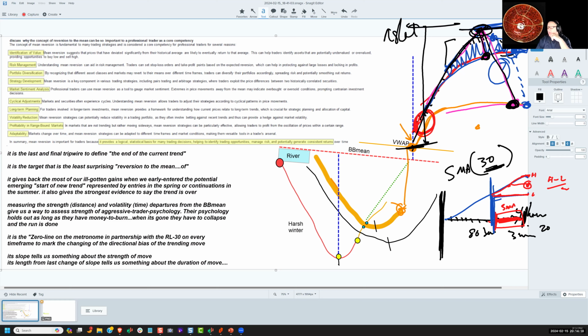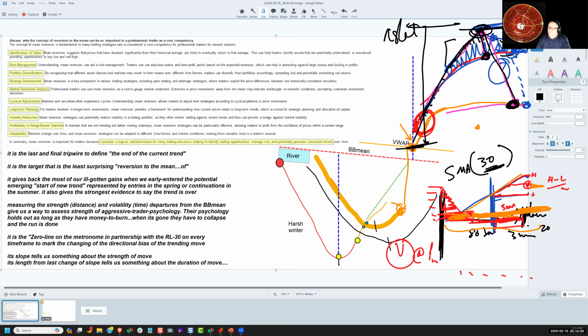The VWAP was taking into account if there was a lot of volume transacted at this price level and only smaller amounts of volume here. So I'm doing volume at price instead of volume through time. How much volume is transacted at this price level? There was a lot of volume. The VWAP is going to be influenced by the fact that there was a lot of volume down here. So the VWAP, which takes into account all 80 bars all day, might be all the way down here, whereas the SMA 30 is way up there.